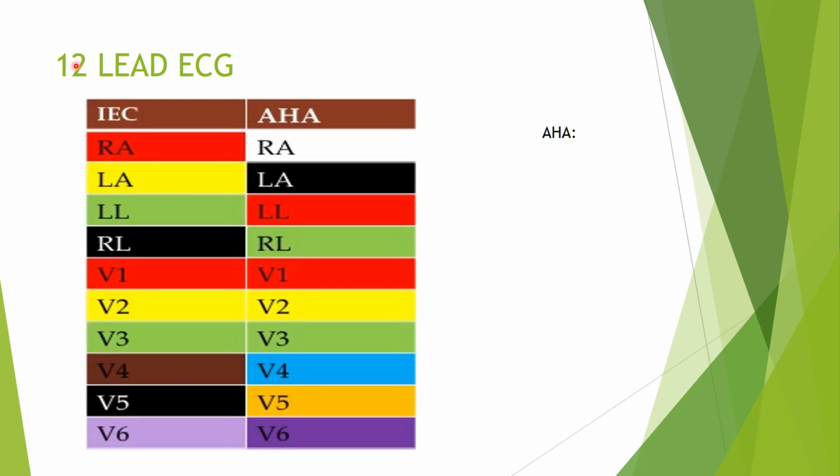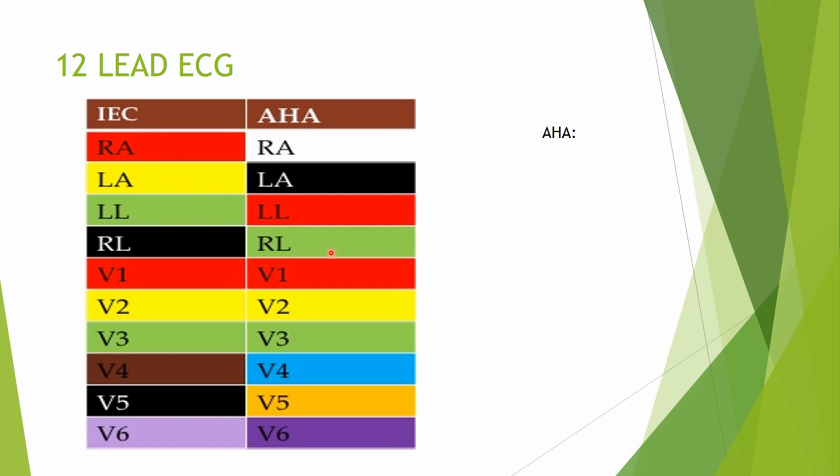Next is the 12 lead ECG color coding as per the IEC and AHA color coding systems. Coming to the limb electrodes, it is similar to the 5 lead ECG cable color codes. So as per AHA, remember the mnemonic: snow over grass and smoke over fire. And as per IEC, remember the mnemonic: fire over smoke and yellow flower over grass.